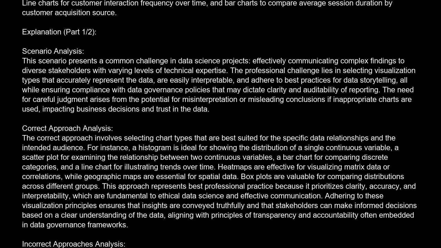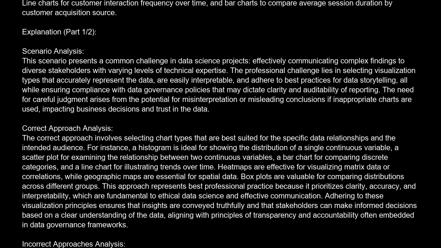This approach represents best professional practice because it prioritizes clarity, accuracy, and interpretability, which are fundamental to ethical data science and effective communication. Adhering to these visualization principles ensures that insights are conveyed truthfully and that stakeholders can make informed decisions based on a clear understanding of the data, aligning with principles of transparency and accountability often embedded in data governance frameworks. Incorrect approaches analysis.